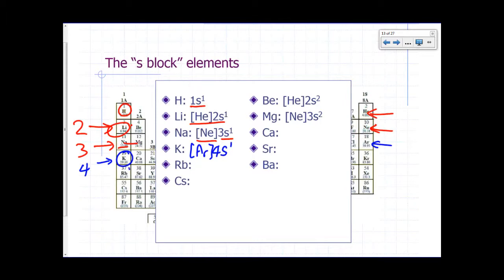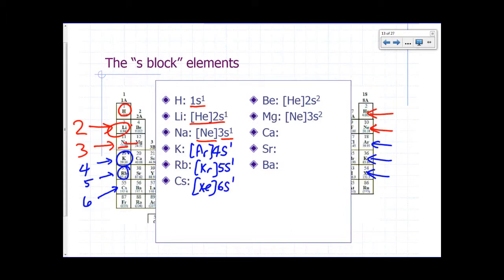Rubidium comes after krypton, so one more electron compared to krypton. It's going to have a krypton core, and then the next orbital to be filled would be the 5s orbital, so 5s1. So this is row number 5. And then cesium comes after xenon, so it's going to have a xenon core, and then after that, one more electron. That extra electron is going to be in the 6s orbital.